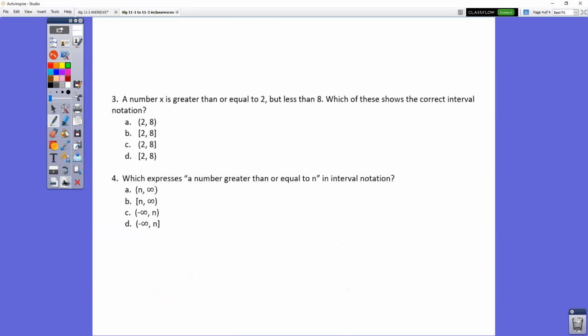The last two questions look like this. Go ahead and try 3 and 4, please. And these will be multiple choice on your quiz.